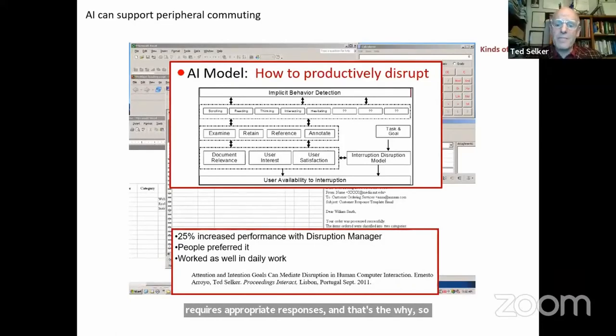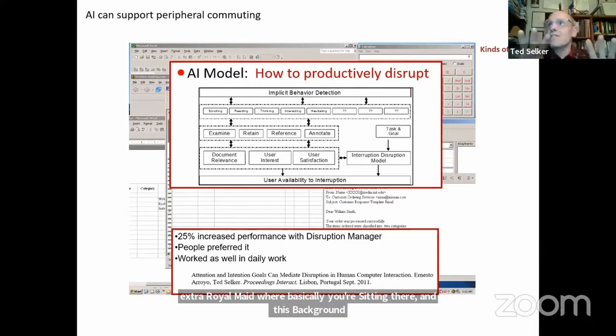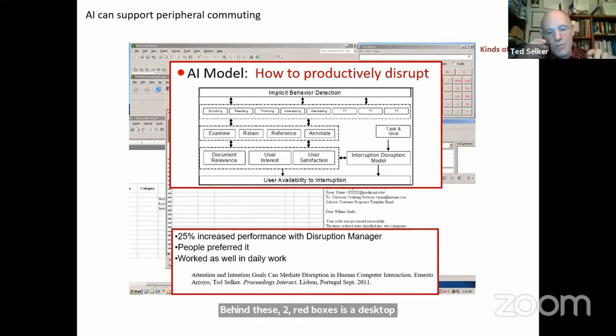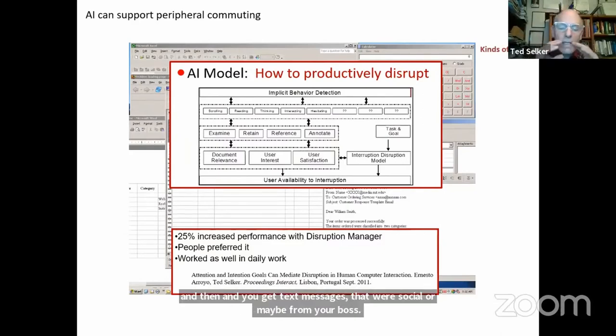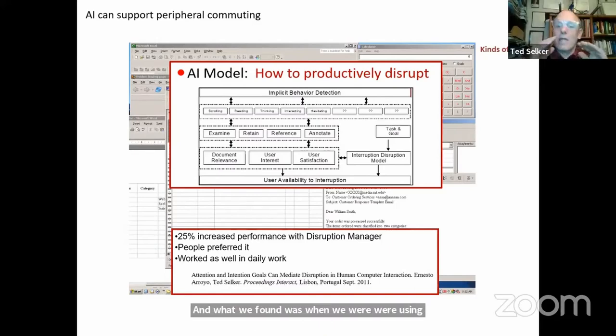So one of the early things we did was make something called Disruption Manager, which Ernesto Arroyo made, where basically you're sitting there and this background behind these two red boxes is a desktop where you were getting orders that you were supposed to take, and you were getting emails about these orders, and you had a spreadsheet you had to fill out about it, and you had a calculator you had to use to find out the amount that you were going to charge a customer, and you get text messages that were social or maybe from your boss. And what we found was when we were using AI to mediate these communications, we got a 25% performance increase.